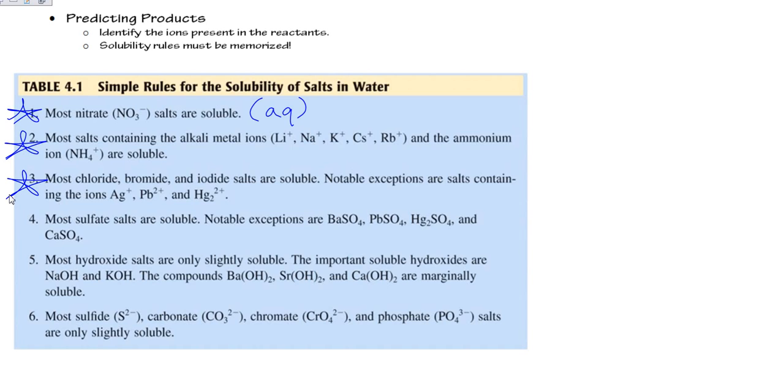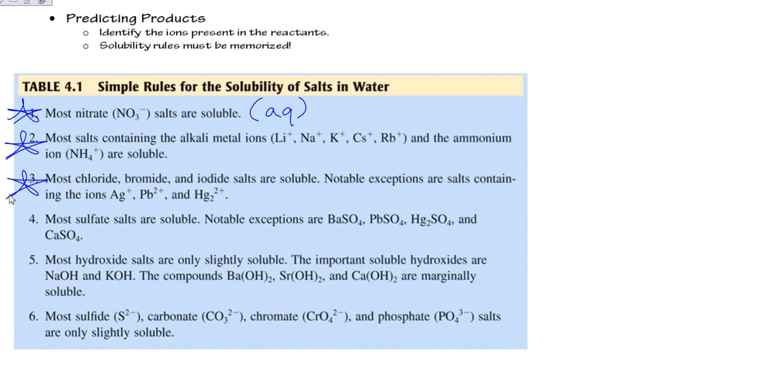Or like in number 6, most sulfides, carbonates, chromates, phosphates, blah, blah, blah. Most of them are only slightly soluble or not soluble at all. But I'll know the ones that are. What about like lithium sulfide, sodium carbonate? If I know the compounds that are soluble, then anything else must not be. So if I had like copper carbonate, that's not going to be soluble. I know that the most likely soluble compounds would be lithium, sodium, potassium, cesium, rubidium, or ammonium. So don't get your undies in a bundle trying to memorize all these solubility rules.